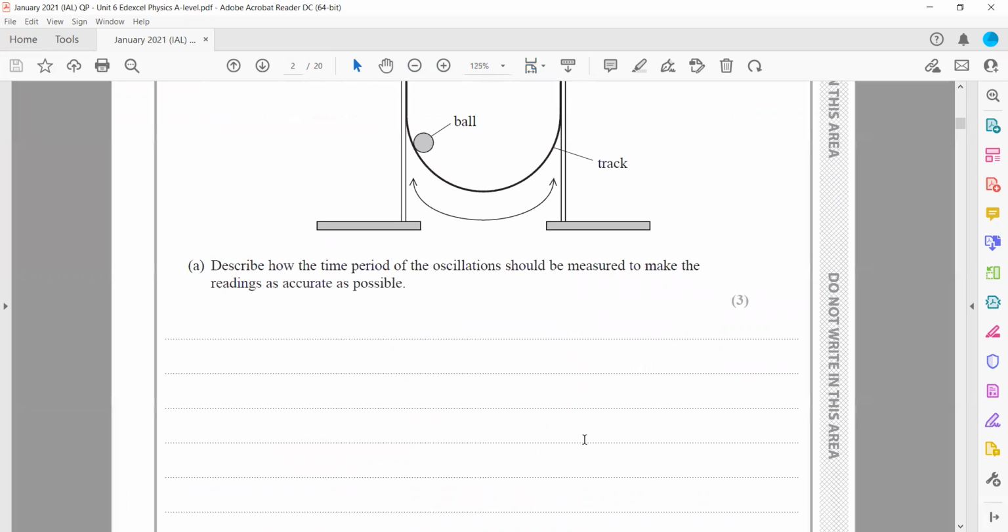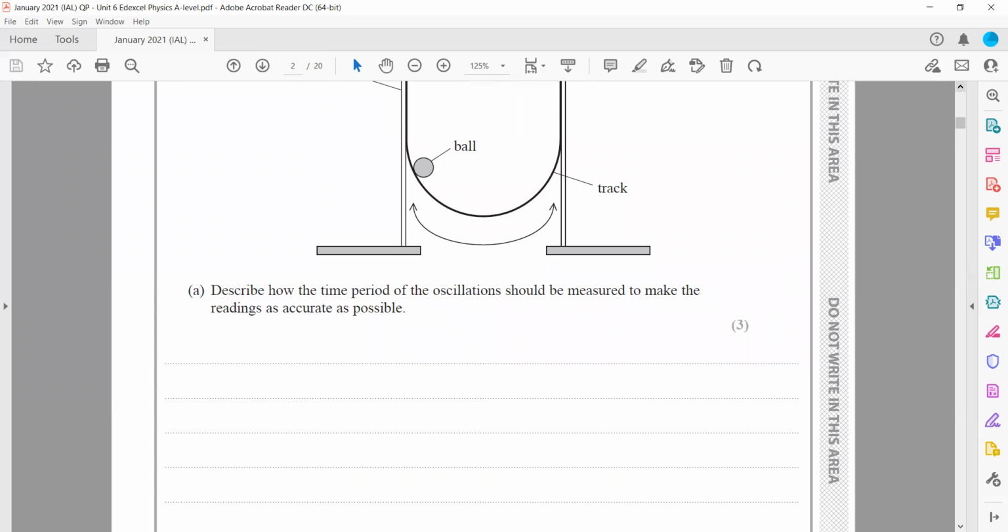So to determine the time period, what are the steps? First, we should always mark the mean and extreme position, because using the mean and extreme position, we can identify the oscillations easily. So we will mark the mean and extreme position, then we will record the time for, for example, 20 vibrations or 10 vibrations, and then divide the time recorded by the number of vibrations to calculate the time period.